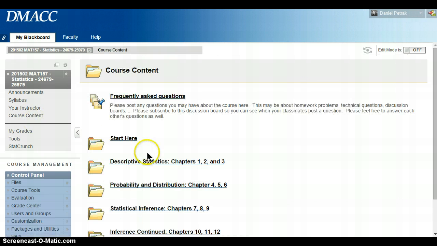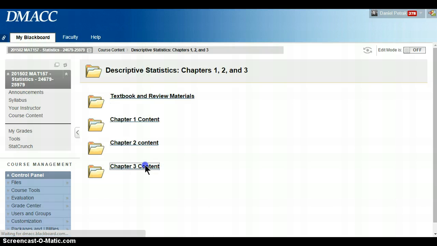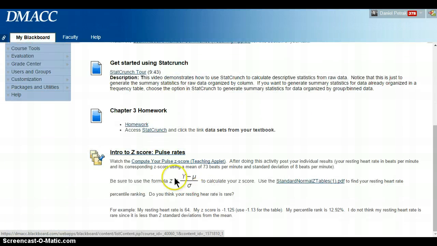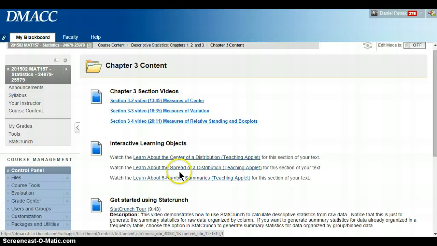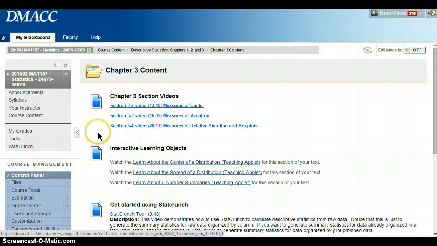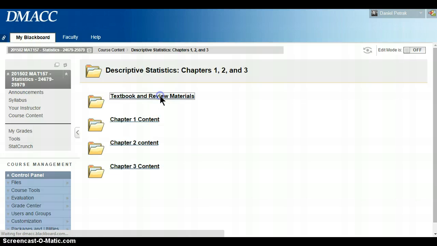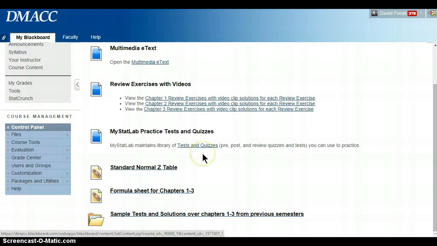So we've got quite a bit, really knocking out chapters 1 through 3 here. Again, in this chapter 3 content, go through all the learning objects, do the homework, do the discussion board, and then start cranking on getting your studying done for your exam. This is the chapter 1 through 3 textbook review materials. And yes, you'll have that formula sheet and the z-tables with your first exam.